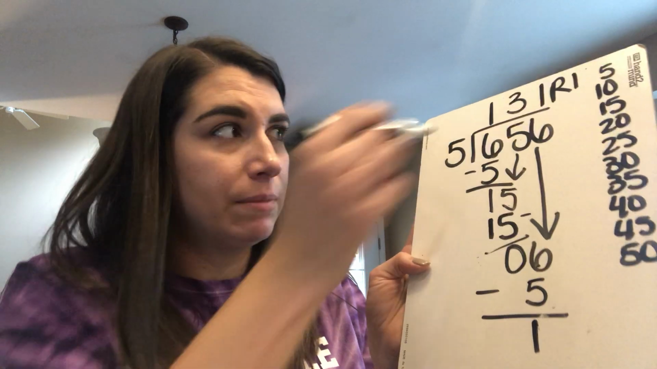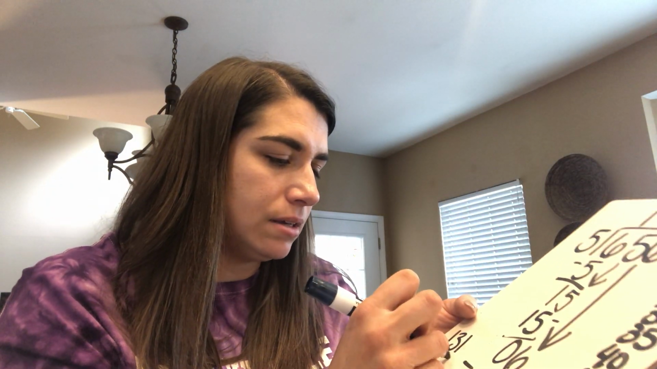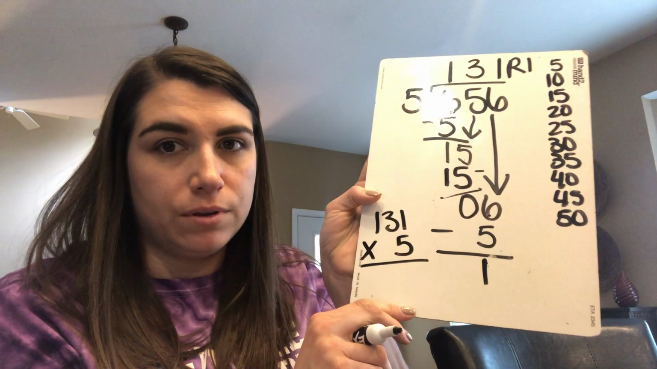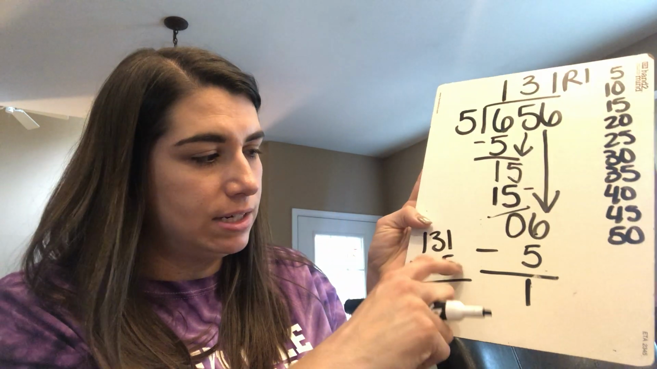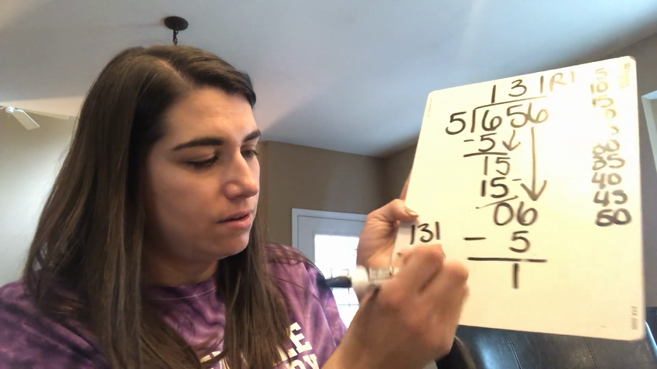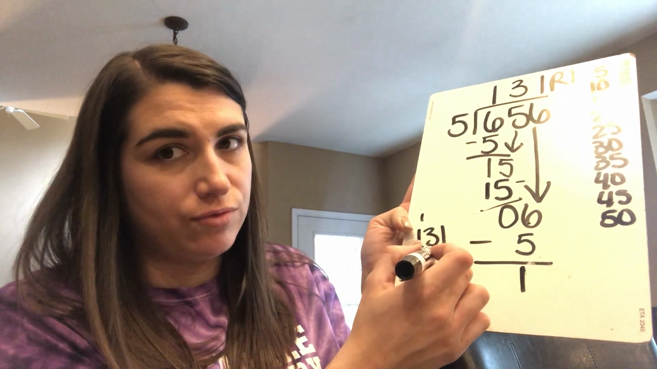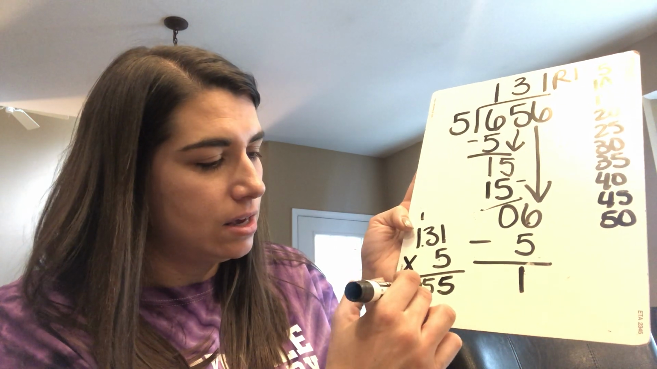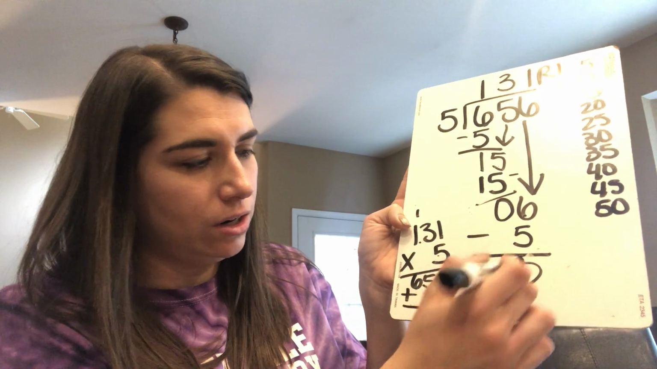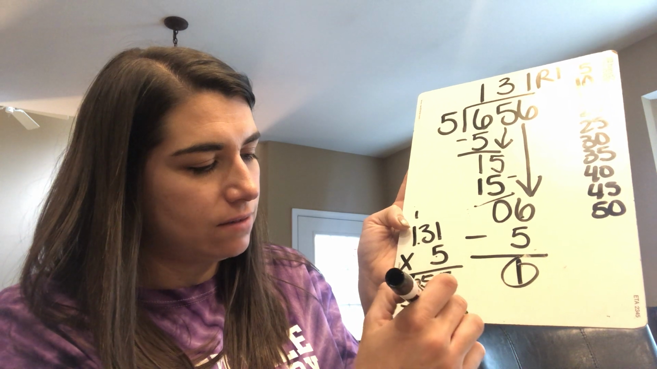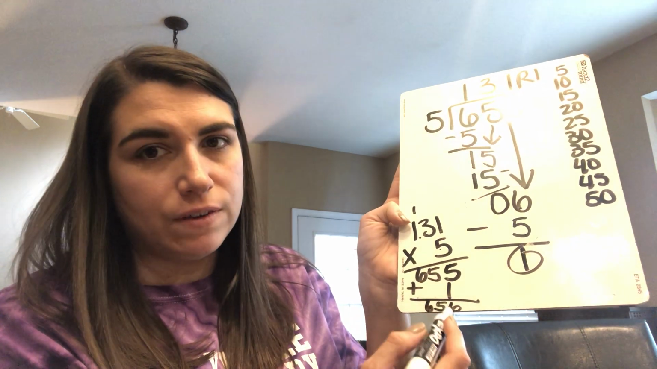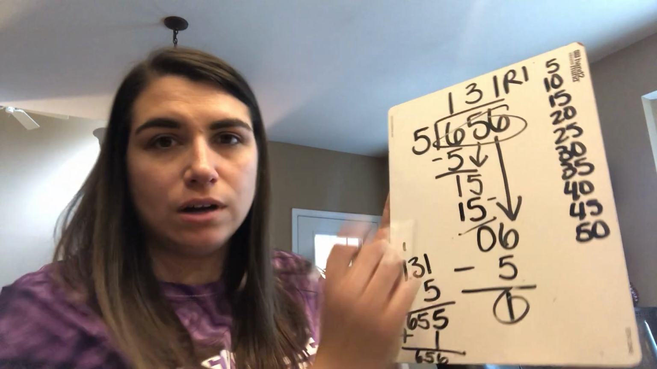So now to check my work, I'm going to take my answer, 131, times my 5. 131 times 5. 5 times 1 is 5. 5 times 3 is 15. Carry my 1. 5 times 1 is 5, plus 1 is 6. And then I add in my extra remainder. So I get 6, 5, 6, and that is what we started with. So we're good.